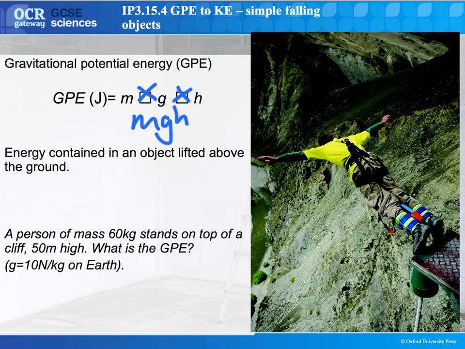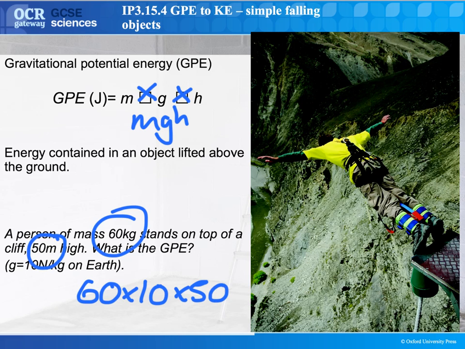So if we've got an object, a person, of 60 kilograms and he's on top of a cliff, 50 meters high, what's GPE? Well, the way that we do this is we do 60 for his mass times gravity, which is 10, times 50. That leads to an answer of 30,000 joules of gravitational potential energy at the top of the cliff.